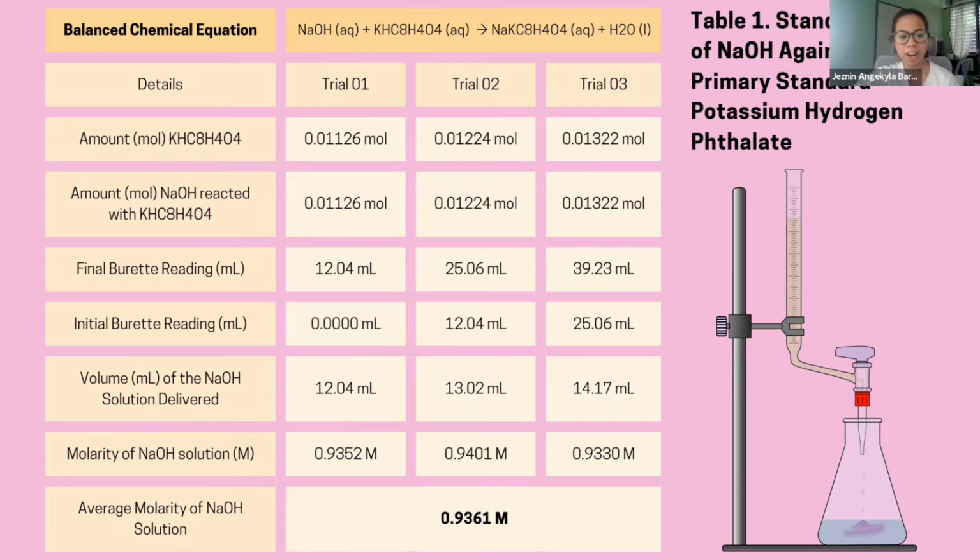So the average of the molarities of NaOH per trial was then computed to serve as the exact or known concentration of NaOH for part B.